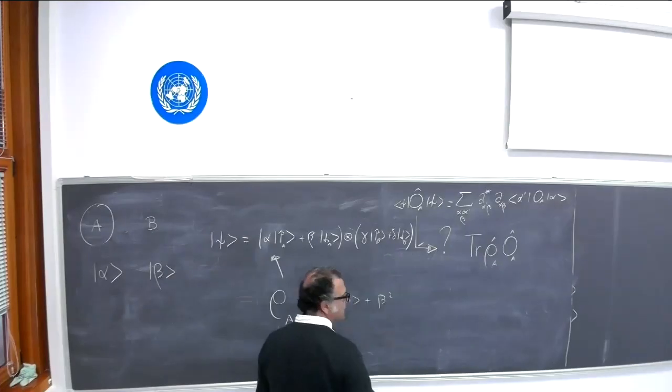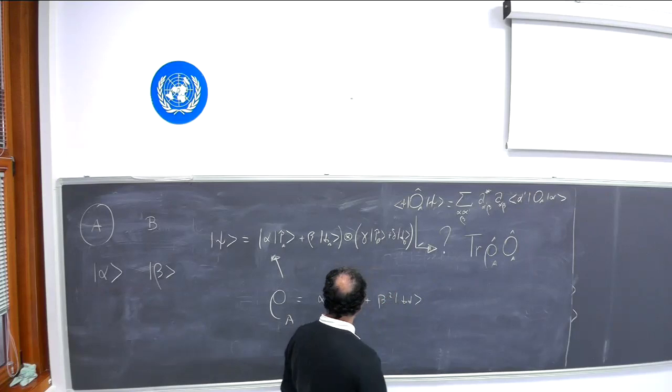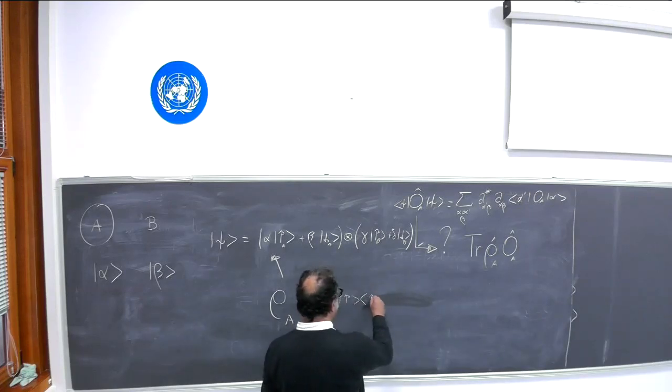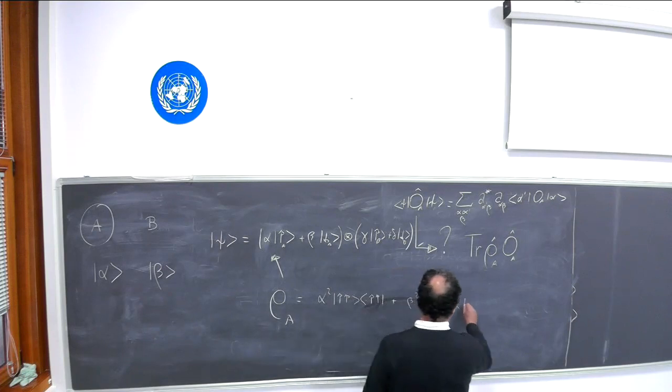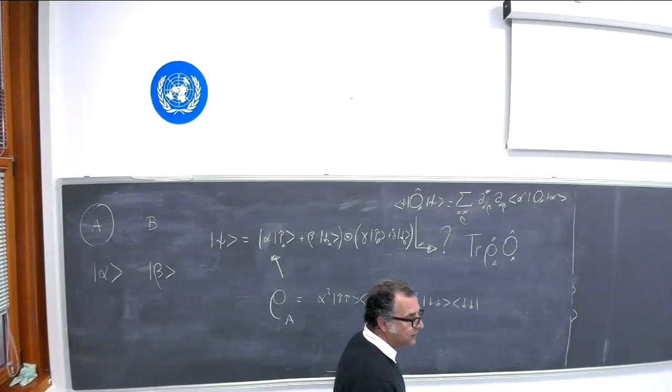Is that alpha square up plus beta square down? Okay, for simplicity, let's make all the coefficients real. Sorry, it's a density matrix, so it should be like this, you say? Yes. Almost. It's close, but it's not. You also need the mixed term.